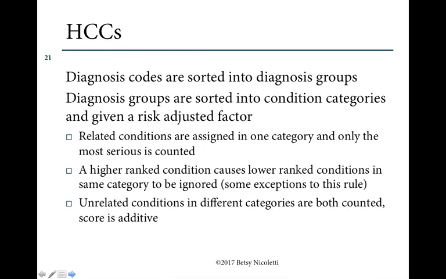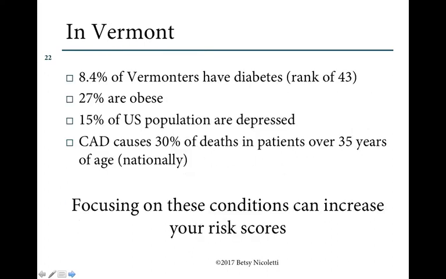So certain diagnosis codes are assigned a weight, an HCC weight, or risk-adjusted factor. So how serious that condition is. If they're related conditions, they're in the same category, only the most serious one is counted, and we'll see an example of that. If there's a higher ranked condition in the same category as a lower ranked one, the second one is ignored. And unrelated conditions are both counted, are additive.